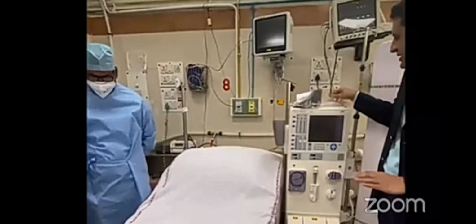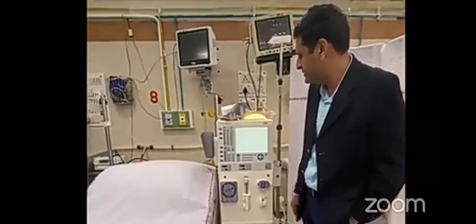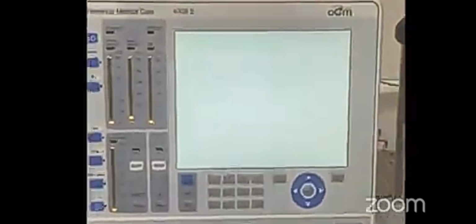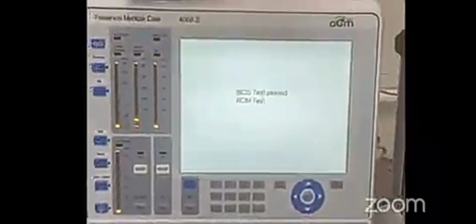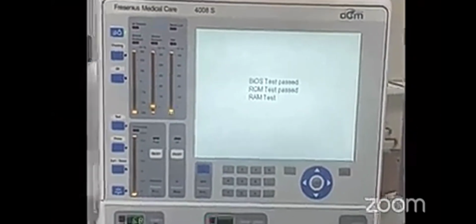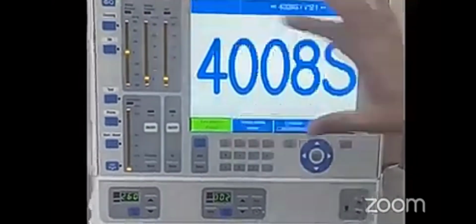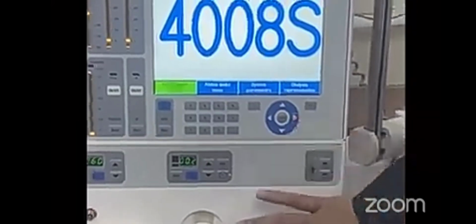So this is our unit and our machine, and this is the on point. So now the machine is on. There are alarm systems in the machine. Alarm systems are 4 types. One is the visual, second is the sound, third is the visual and sound, and fourth is the shutdown of the system. So there are multiple parameters in the dialysis unit, and this is the control screen. This is the blood pump, and here we fit the dialyzer.